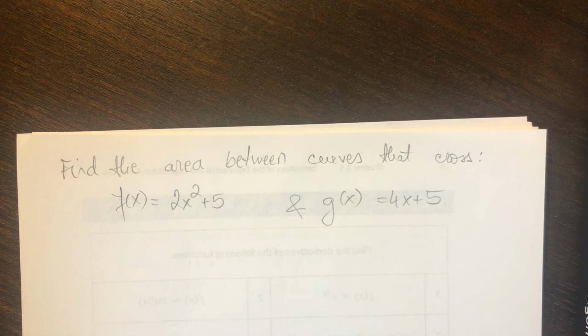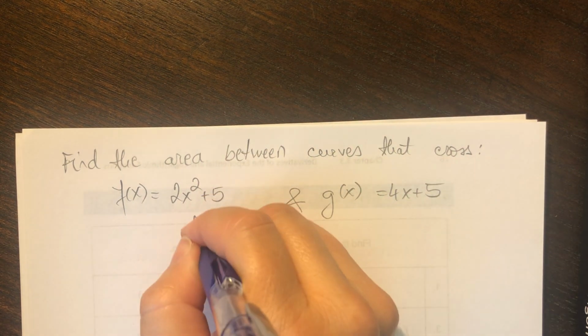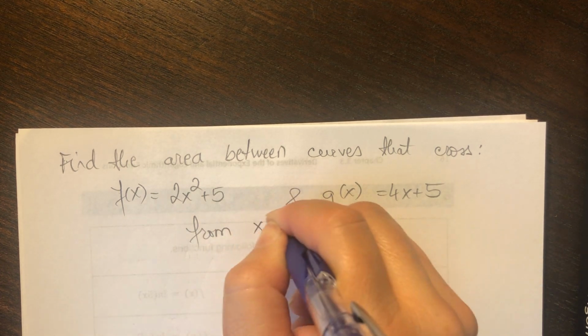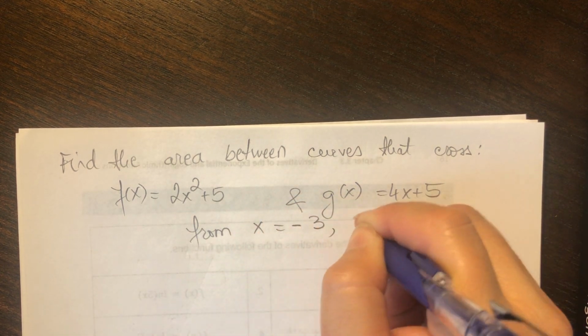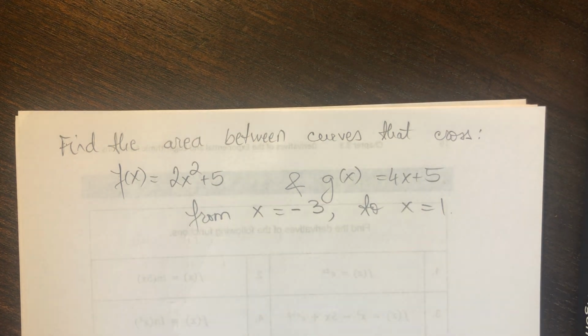Okay, so in your homework you will see designated "find the area between curves from here to there." That means they won't be crossing. And then it's going to say "find the areas between curves that cross," and it's going to say from. So it will also give you the limits of integration. So we're in situation number 2 basically, okay?